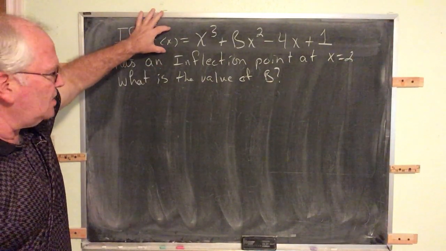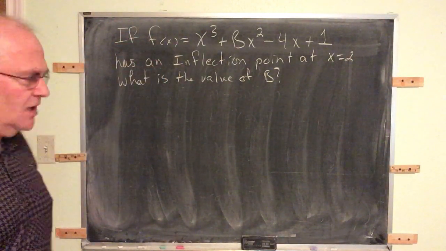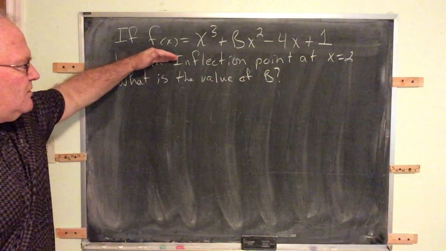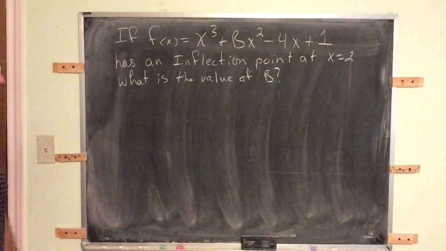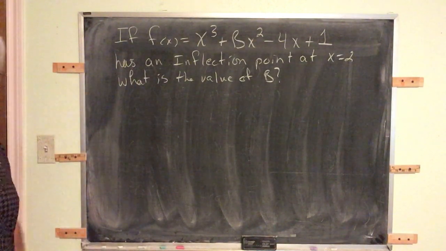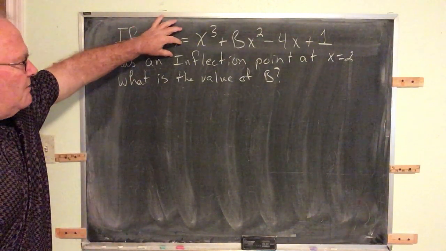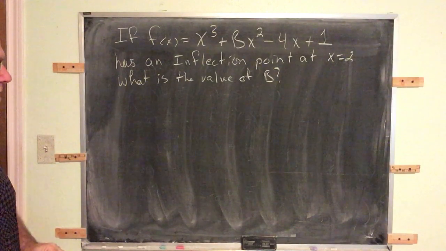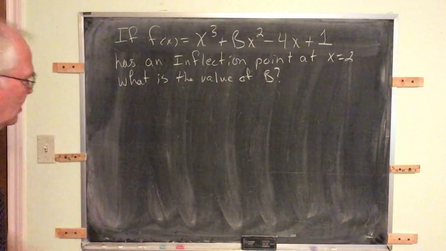So if you take the second derivative, evaluate it at x equals 2, that will have to meet the requirement for an inflection point. And what we know is, for a polynomial, the second derivative will have to equal 0 there. So let's see what we have.